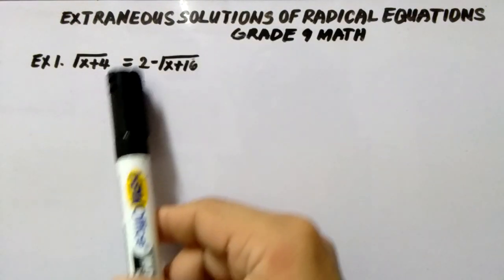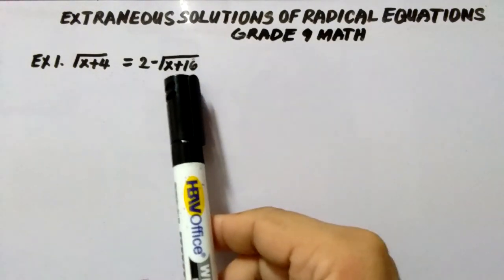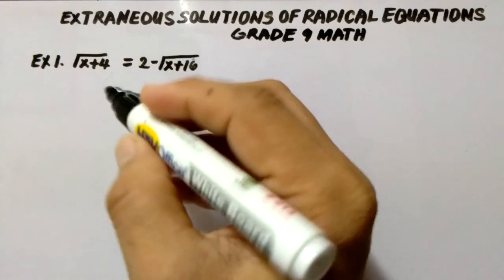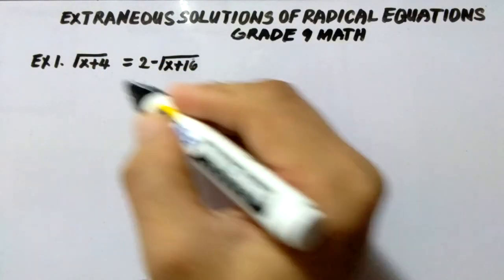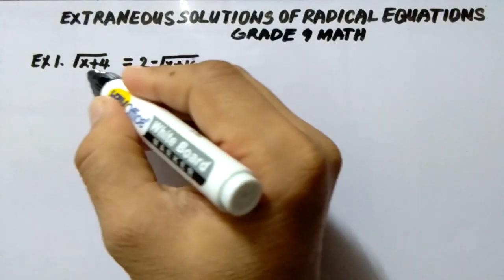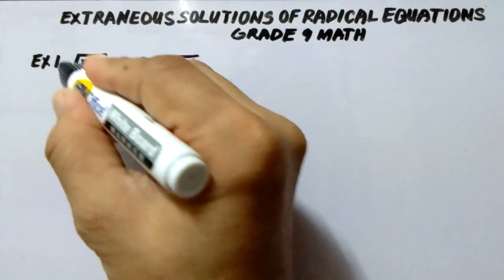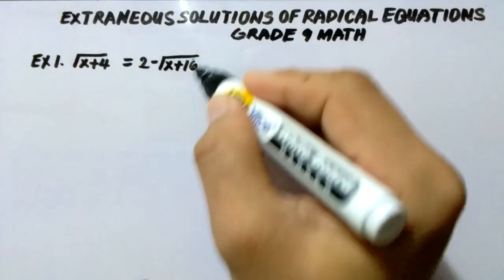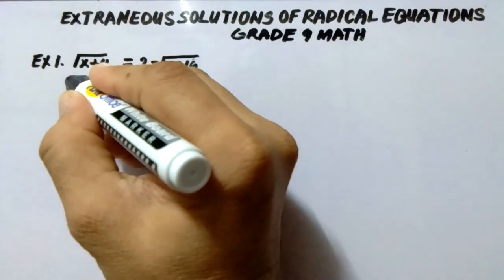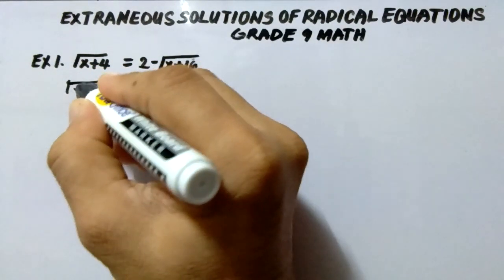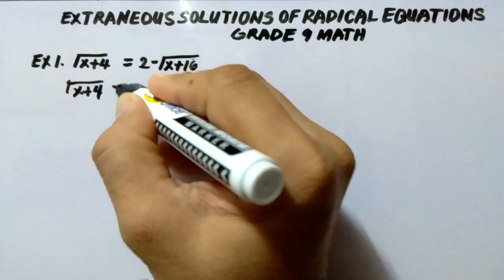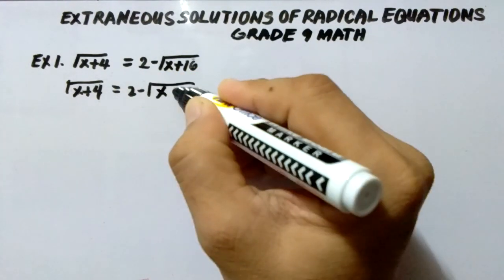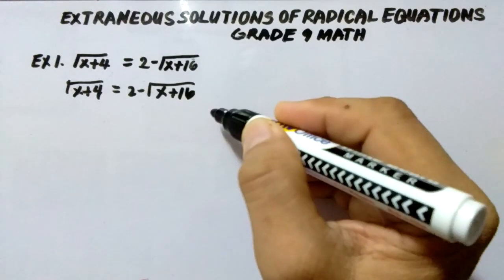Square root of x plus 4 is equals to 2 minus square root of x plus 16. So, ang una po natin gagawin is to isolate one radical. So, kung mapapansin po natin sa ating example, naka-isolate na po yung isang radical, nakahiwalay na po. So, ang gagawin po natin is kokopyahin po natin ulit. So, we have square root of x plus 4 is equals to 2 minus square root of x plus 16.